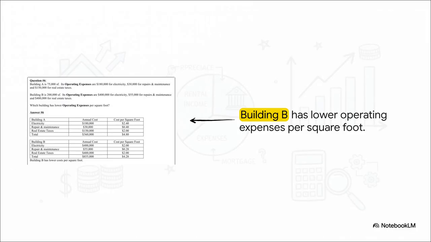What's really fascinating here is how we analyze those operating expenses. Calculating the cost per square foot is literally the ultimate way to compare the efficiency of completely different sized buildings side by side. Take building A at 75,000 square feet and building B at 200,000 square feet. Building B actually costs less to run per square foot, $4.28 compared to $4.80. So this proves building B is managed far more efficiently, despite being a massive complex.